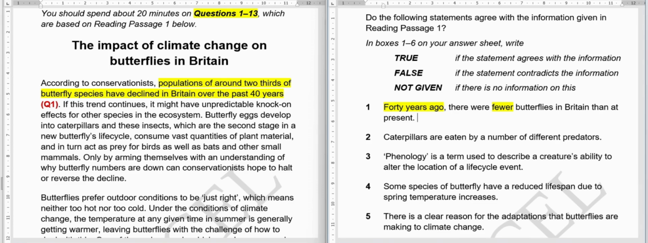Okay, time's up, and I'm going to write the answer here, and the answer is false. I hope you all arrived at the correct answer. If not, don't worry, I will tell you why it is false.